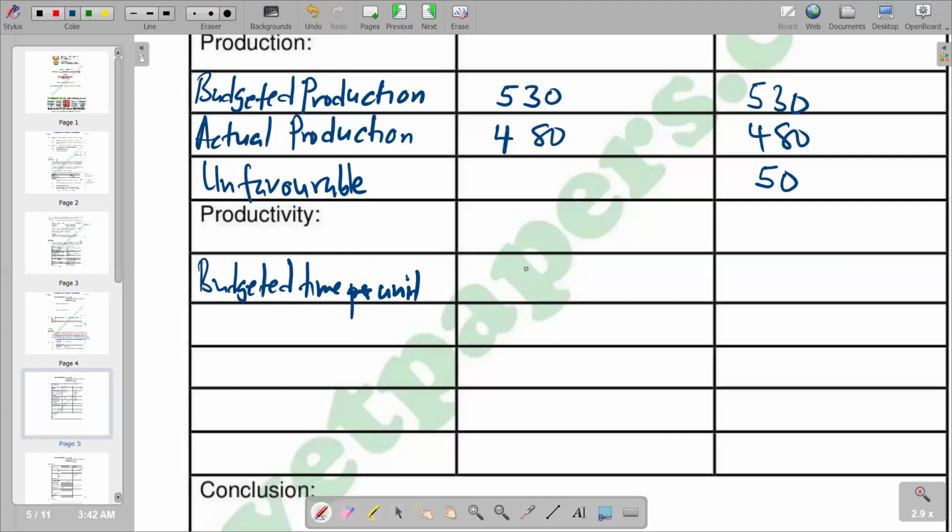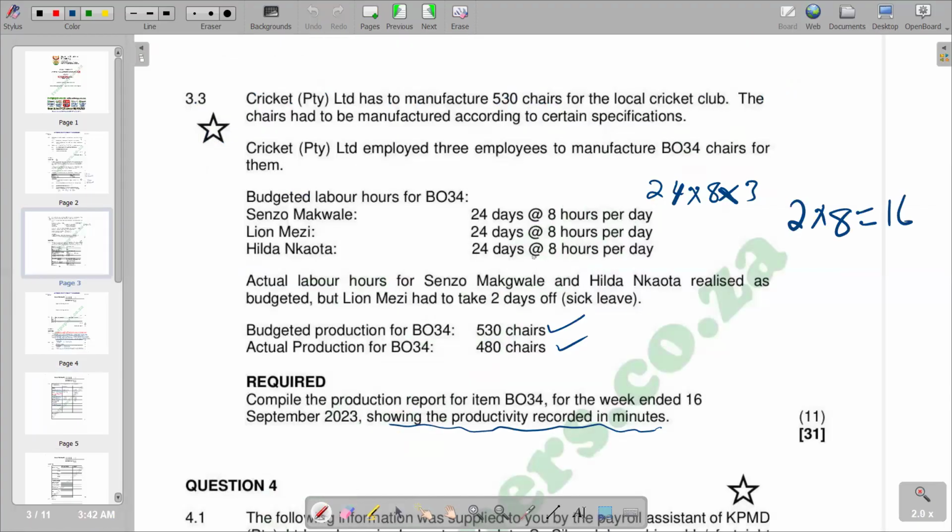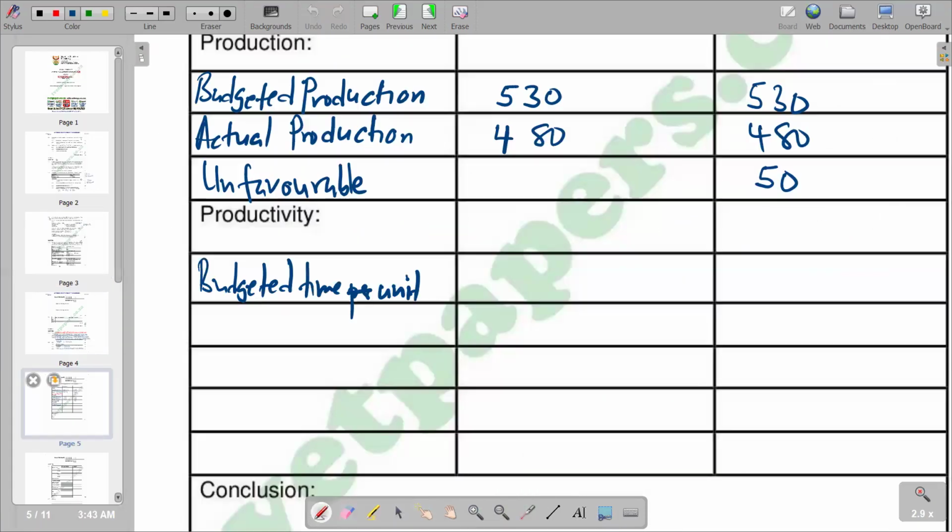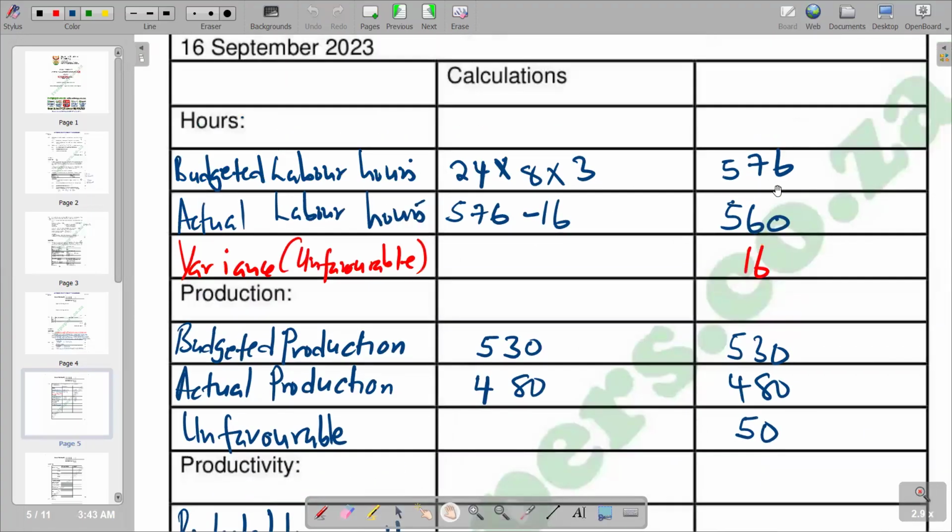Budgeted time per unit. So to calculate budgeted time per unit, we go back. We see that we've got number of hours that we calculated as budgeted. We can just refer back. We have 576 labor hours. These are the ones that are budgeted. And then we multiply by 60 minutes. Remember, we put 60 minutes in 1 hour. So we convert our hours to minutes by multiplying by 60. After we multiply by 60, we divide by the budgeted production, which is 530. Then we can get the budgeted time per unit.